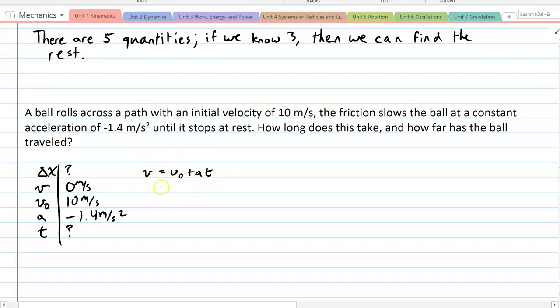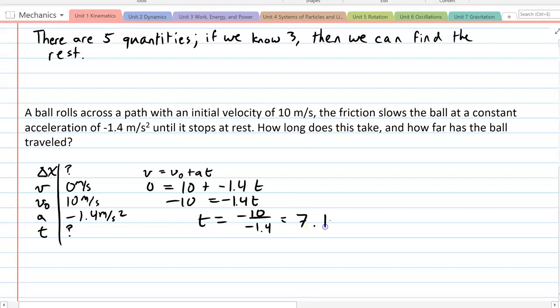So now we just plug in what we know, right? 0 is equal to 10 plus negative 1.4 t, and then we want to solve for t, right? So we just bring the 10 over, negative 10 equals negative 1.4 t, so then t is equal to negative 10 divided by negative 1.4, and then using a calculator, I'm going to round to the nearest hundredth, we get 7.14 seconds, right? It takes 7.14 seconds for the ball to stop, given this initial velocity and this acceleration.